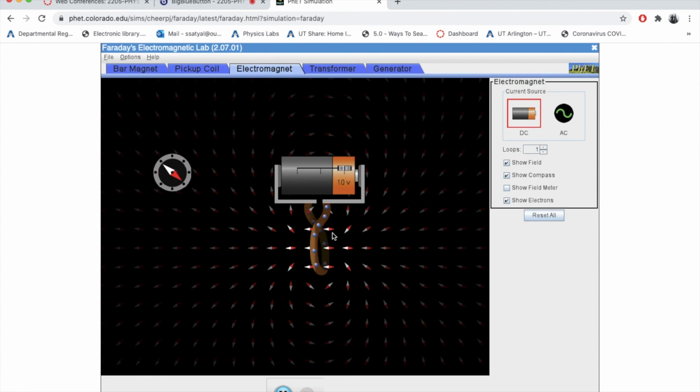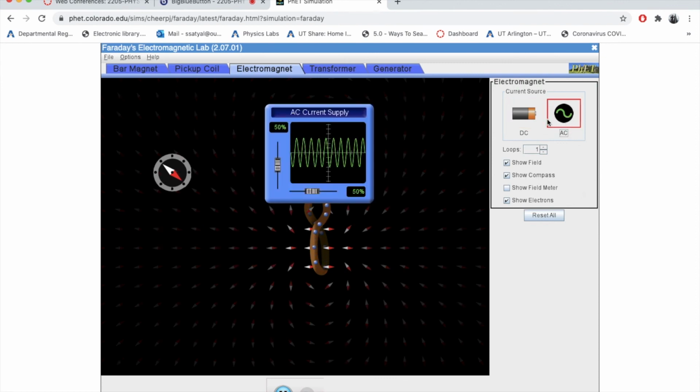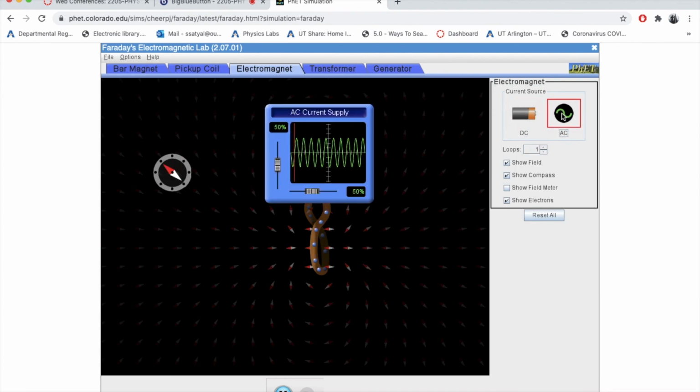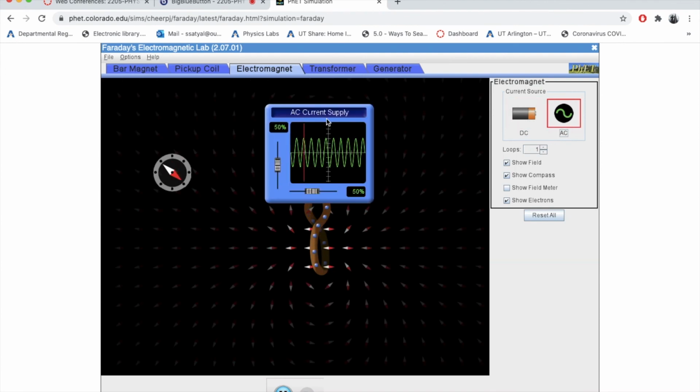And as you see, these magnetic field lines are constant in time because this is a DC source. A DC source like a battery provides direct current, a current that is constant in time, that is not oscillating like AC. So the magnetic field produced by the DC current is not oscillating, it is constant in time. You can check that by changing to the AC current supply here.